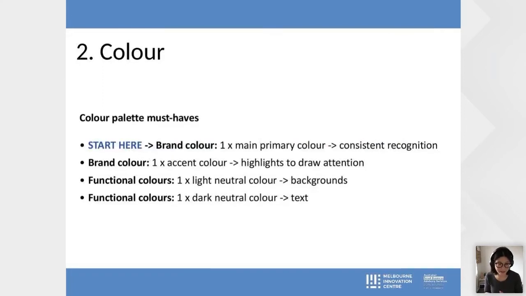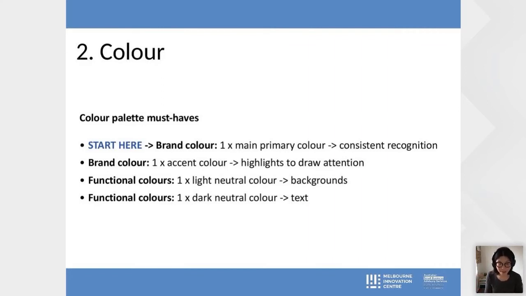Color palette must-haves. You want to start with your brand color. So define your brand's main primary color for consistent recognition. And then you're going to choose an accent color, which highlights your brand. This could be used on a button to draw further attention. It could be used on subheadings just to give it a little bit of a pop. And you're also going to have functional colors.